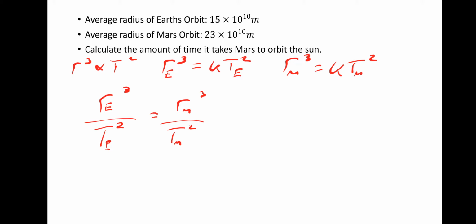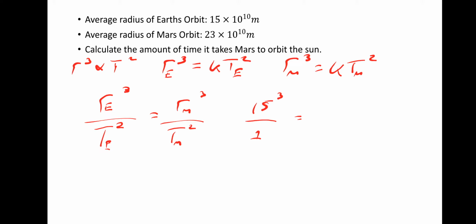Then it's just a matter of putting the numbers in. So the radius for Earth cubed is, well, it's 15 times 10 to the 10, but both of these quantities are to the same power, so we can just do 15 cubed divided by time period for Earth. Well, that's just 1 year, so we'll leave this in years. 1 squared is 1. Equals distance from Mars.